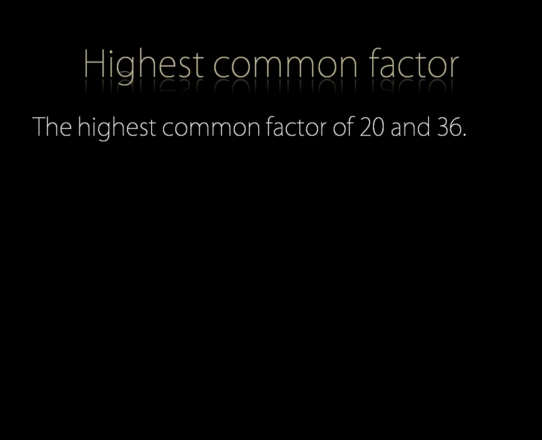Now let's take this one step further. Can you use this algorithm to find the highest common factor? And now remember what the highest common factor is. The highest common factor is the biggest number, the highest number, that will divide evenly both into 20 and 36. Highest number that divides into those two numbers. Well, let's see it in action with this algorithm.